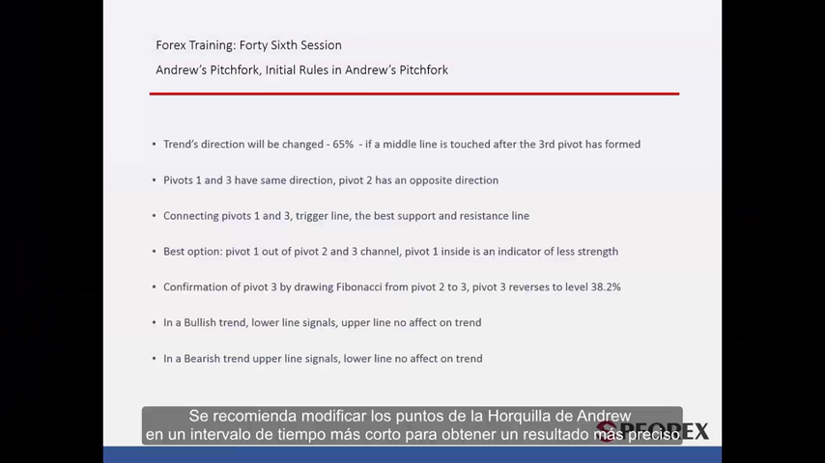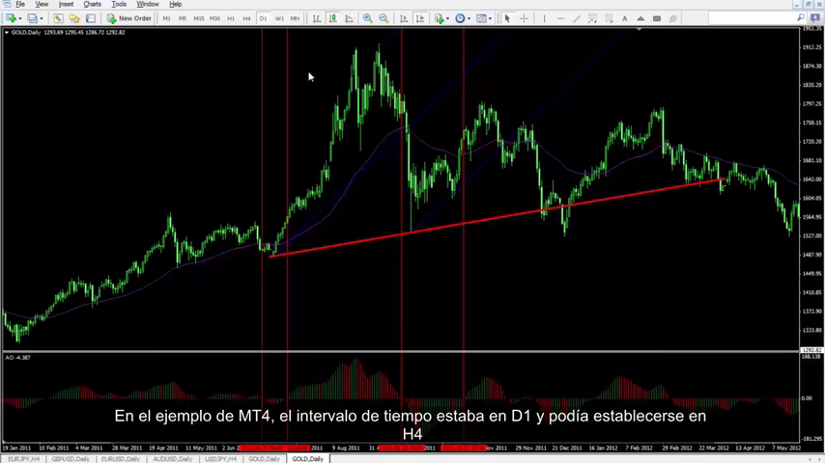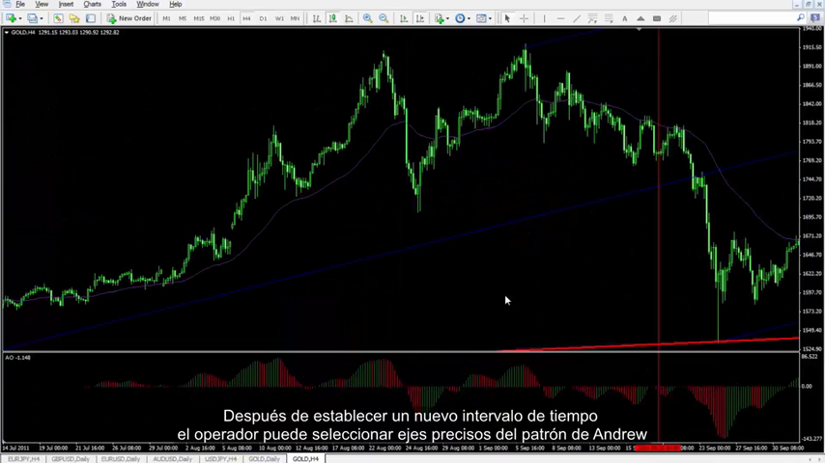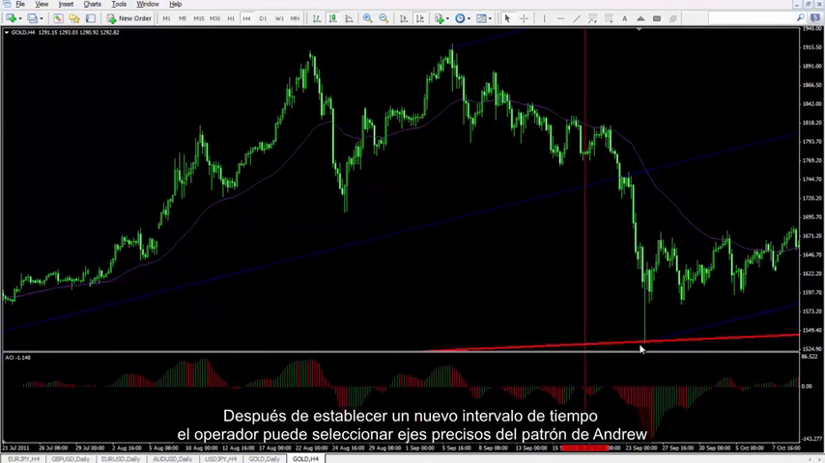It is recommended to modify Andrew's pitchfork points in a shorter time frame for more precise results. In the MetaTrader 4 example, the time frame was on D1, which can be set on H4. After setting a new time frame, a trader can select precise pivots of the Andrew's pattern.